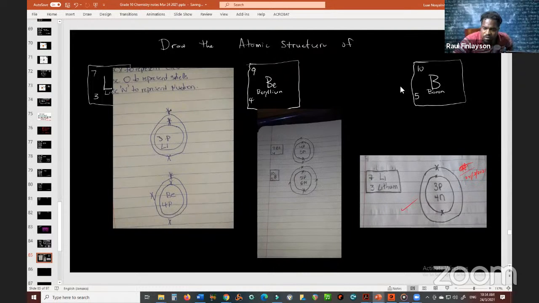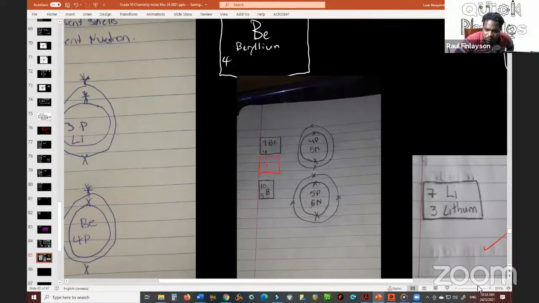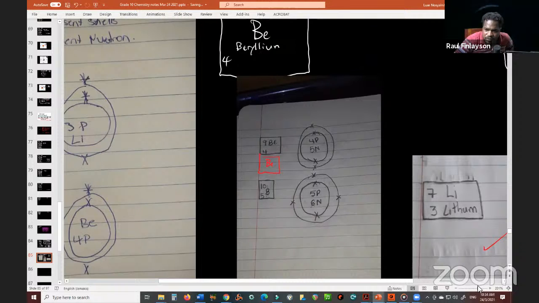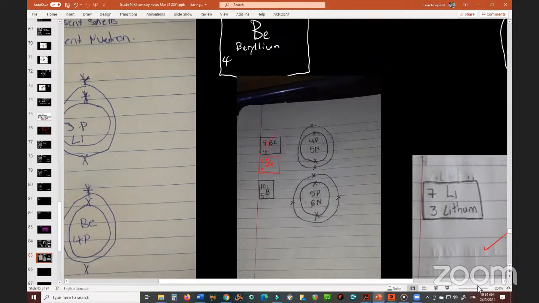Now, one thing I see here, Christian, that you need to work on is the lowercase e. Right. So you're going to have Be. It's lowercase e, not capital E. So it's 9-4. All right. So don't write it like that, write it like this. First shell has 2, next shell has 2, 4P 5N.